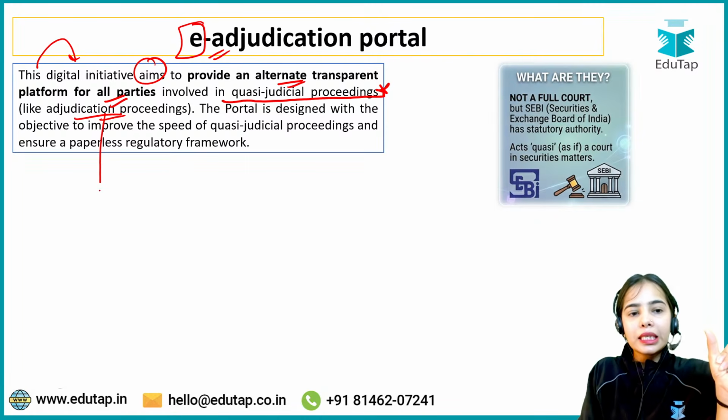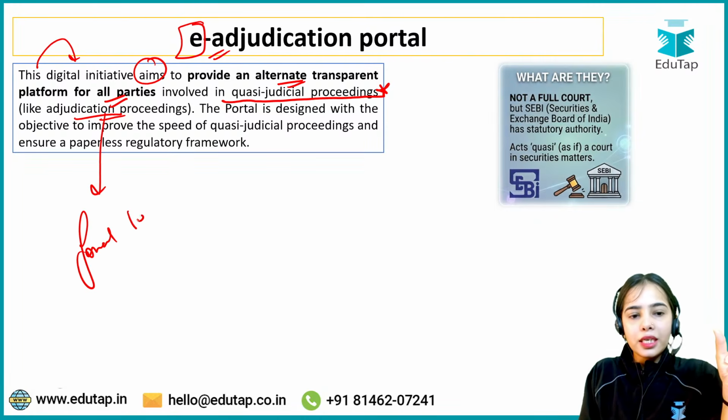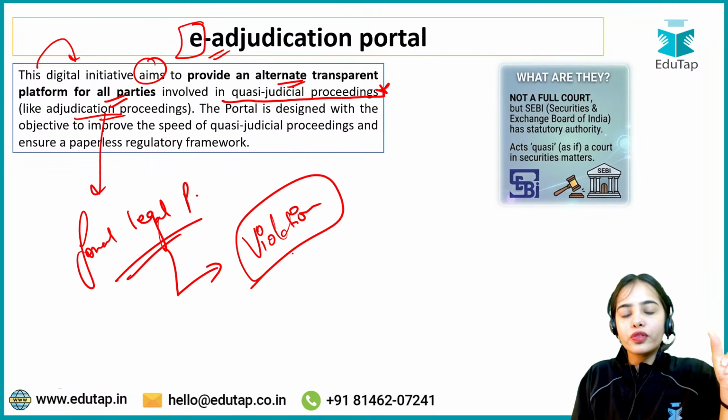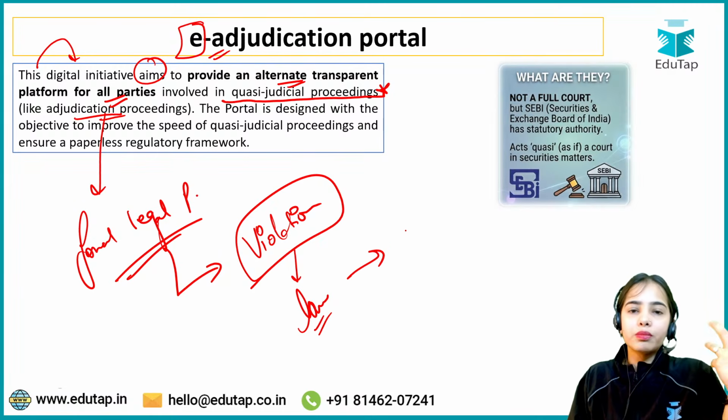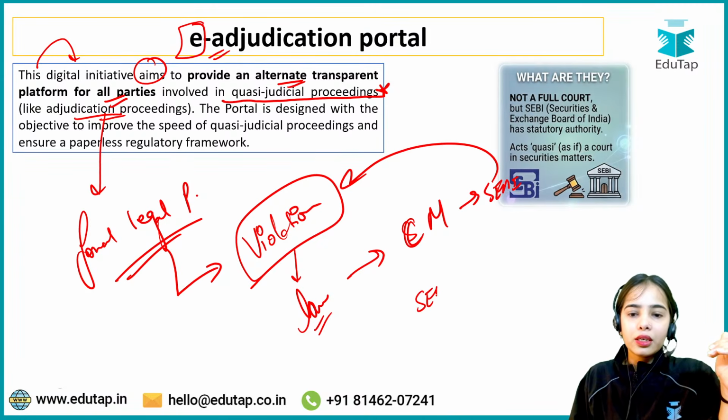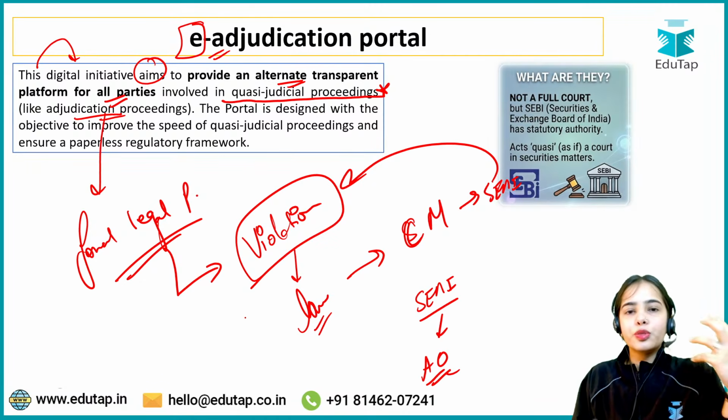Adjudication proceedings are the formal legal proceedings that are undertaken for handling a case of violation. Okay, so if there is any violation of the rules and regulations in the securities market, in the capital market under the domain of SEBI, then to handle such a violation, the adjudication proceedings, the formal legal process, is undertaken. Now SEBI appoints adjudication officers to handle the adjudication proceedings.